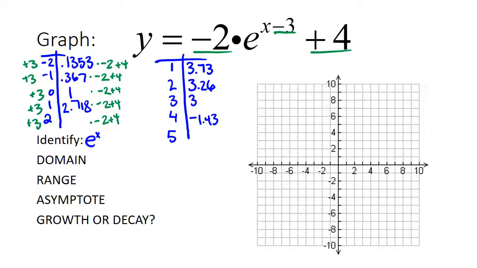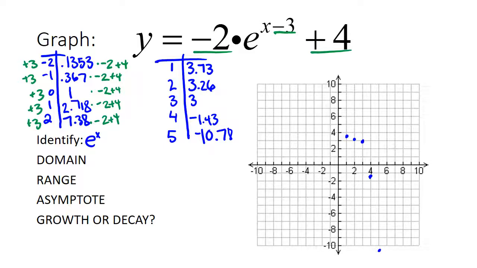All right, and then let's do e to the 2nd power times by -2, add 4, and we end up with e to the 2nd. If you don't want to write that decimal, if you just want to write e to the 2nd, that's fine. But what I'm really interested in is that final value. So as I graph it, 1, 3.73, 2, 3.26, 3, 3, 4, -1.43, 5, -10. It's a little bit past there.